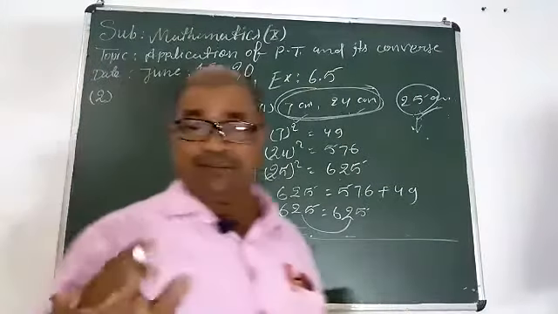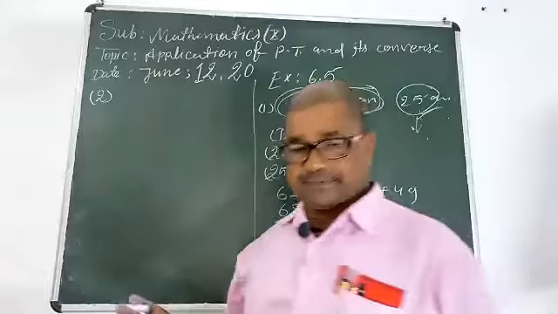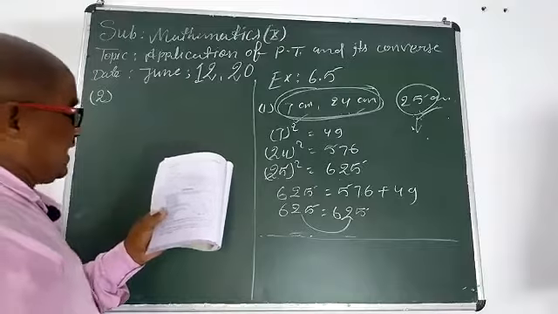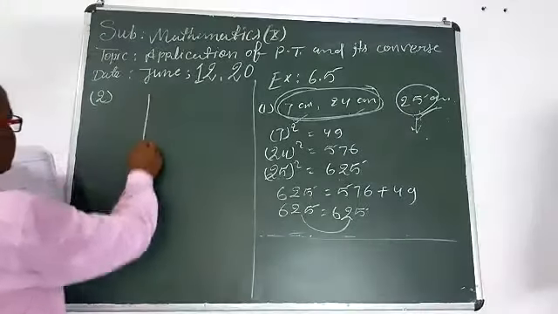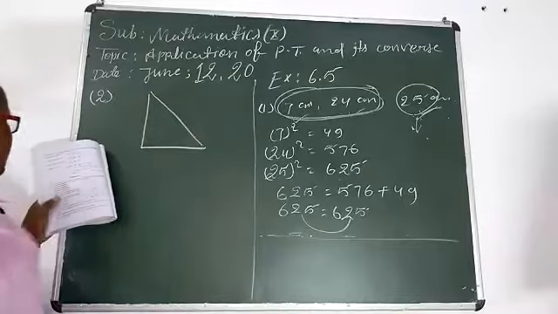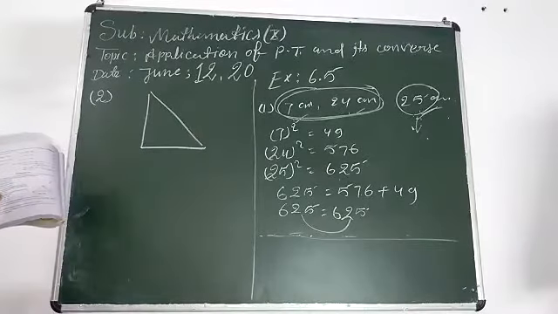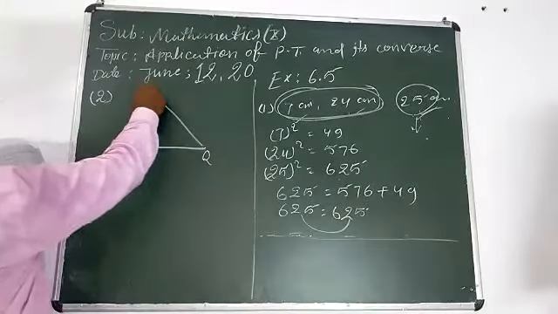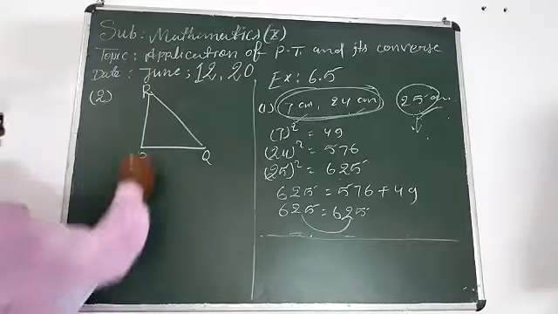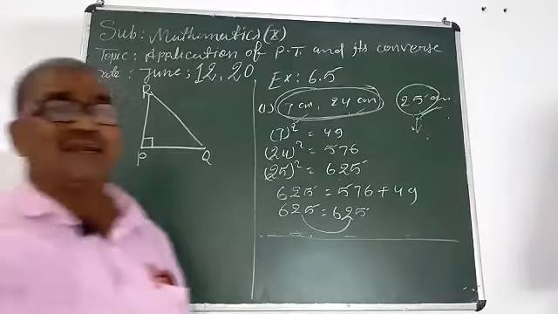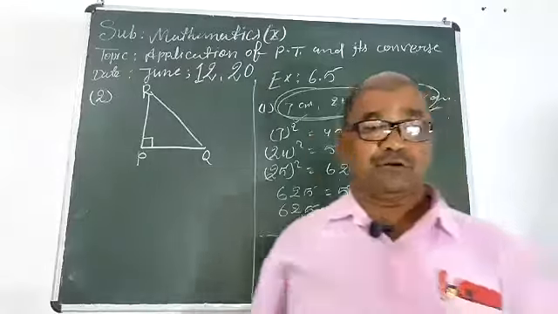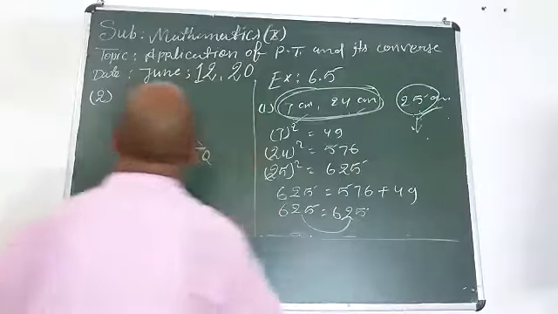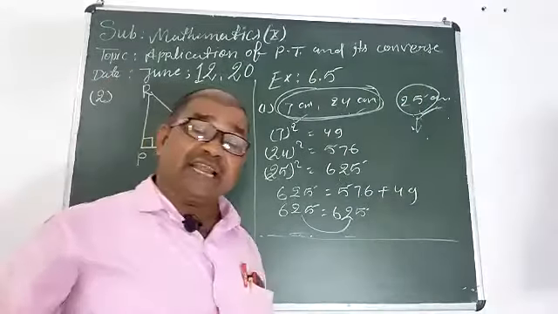Are you unable to understand? In the triangle, PQR is a triangle, right angle at P. The question is saying: PQR is a triangle, right angle at P.